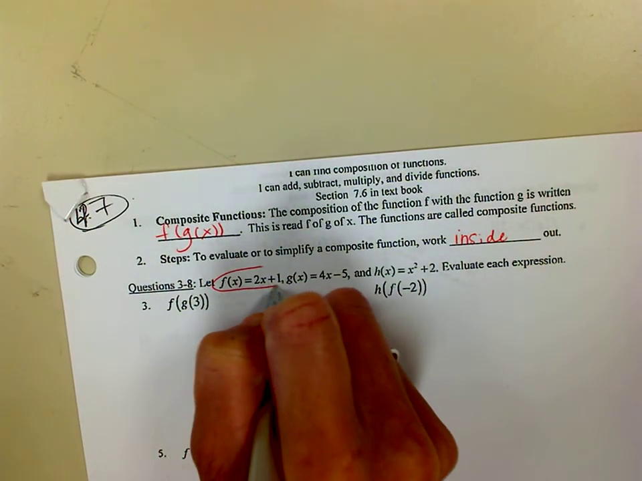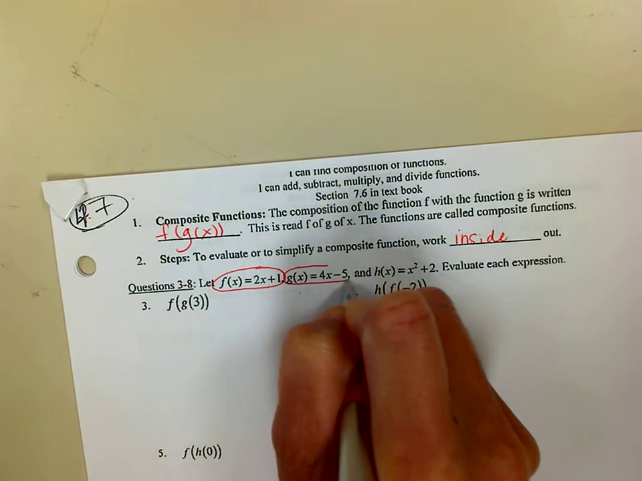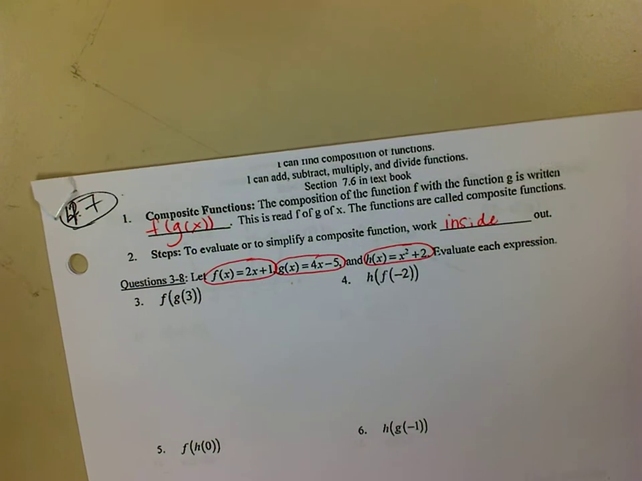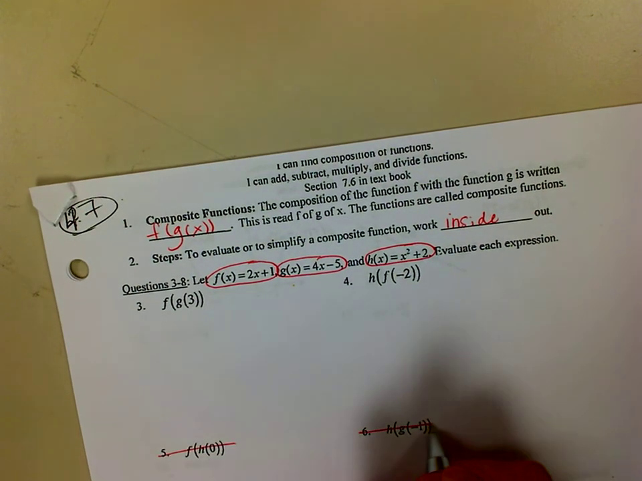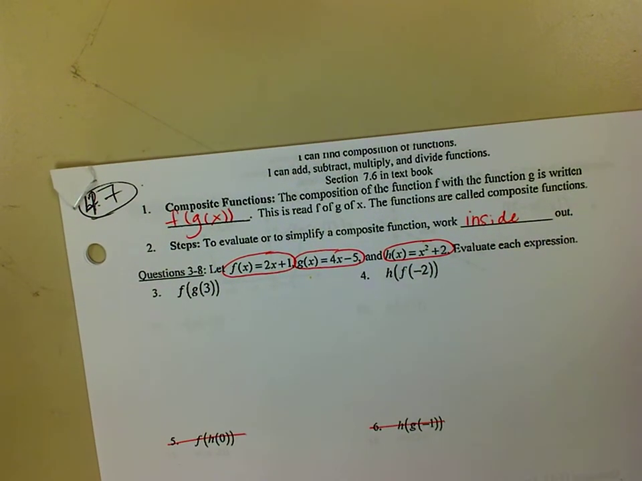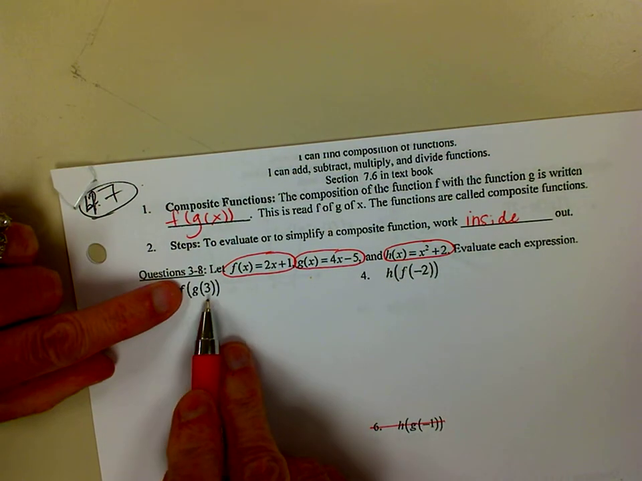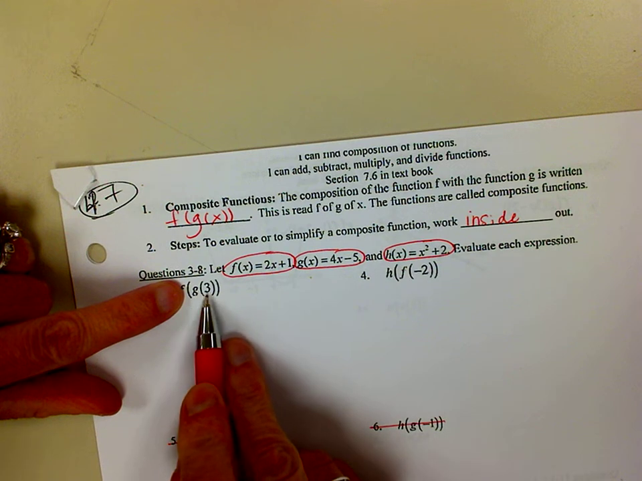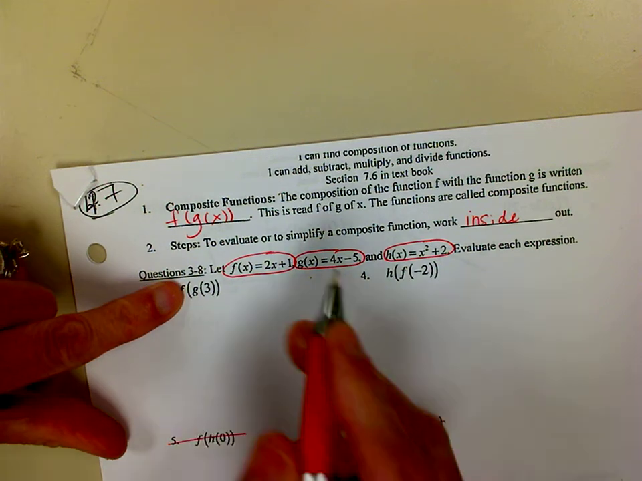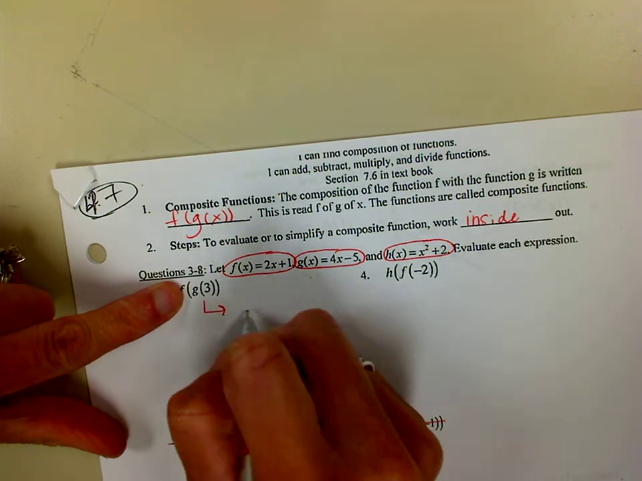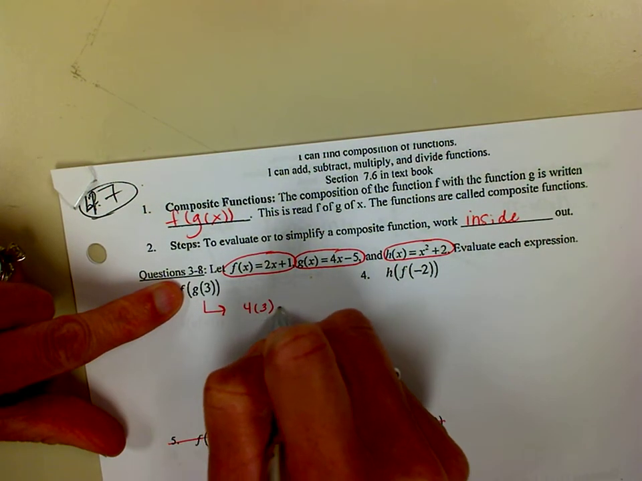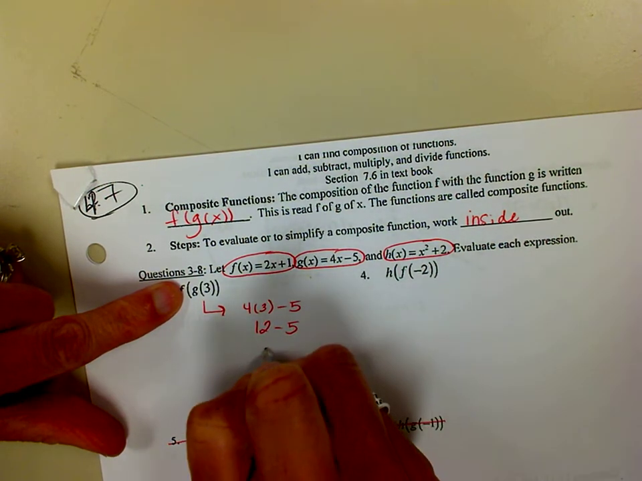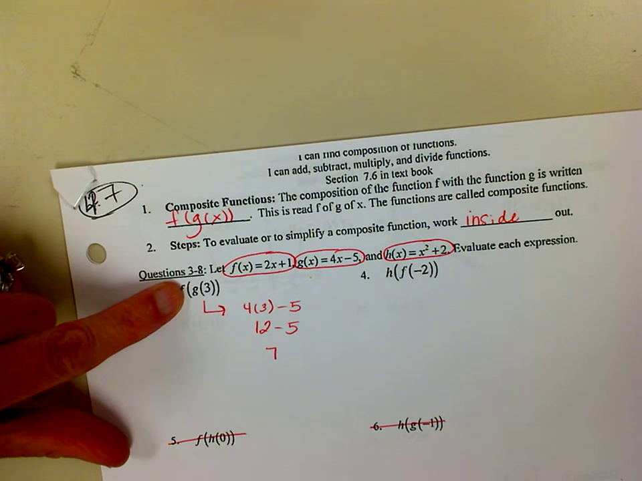So we've got three equations. We have f of x, g of x, and we have h of x. So let's go ahead and cross off 5 and 6. Okay, so first I want to do g of 3. So I'm going to use g of x because it's g, and I'm going to put 3 in for x. So I'm going to do 4 times 3 minus 5, 12 minus 5, which is 7. That's what g of 3 is.